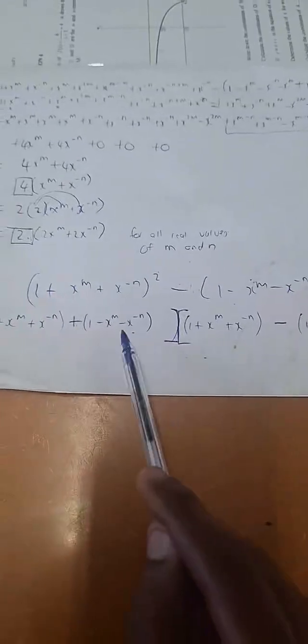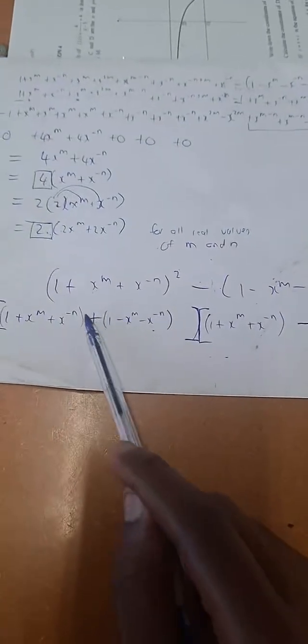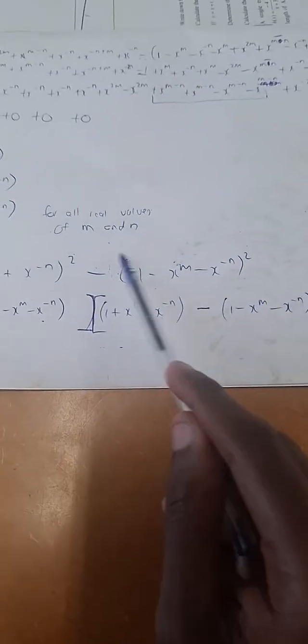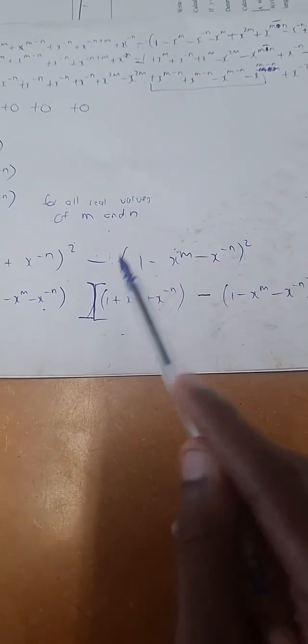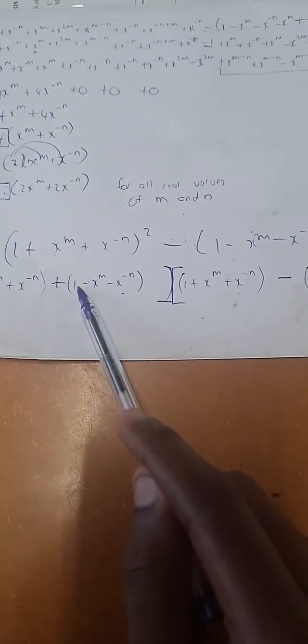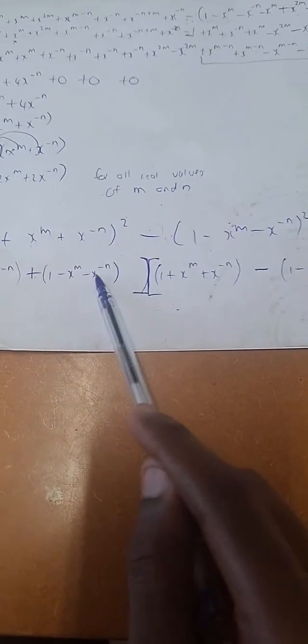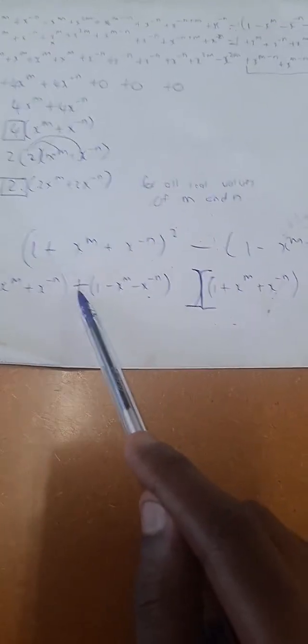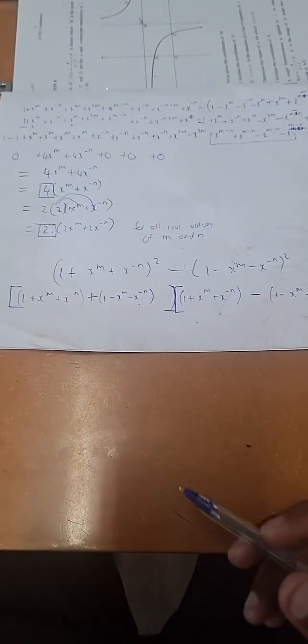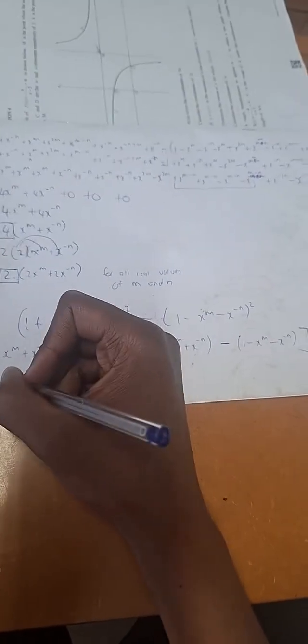Then you open two brackets. In one you write a plus, in the other you write a minus. The second term in each bracket will be the square root of the second term. So if you take the square root of this, you get 1 minus x to the power m minus x to the power negative n. That's your second term in this bracket and in that bracket. Remember, the first bracket is going to have plus, the second bracket is going to have minus. This is a factorization of a difference of two squares. Then from there, it is straightforward what you do after that.